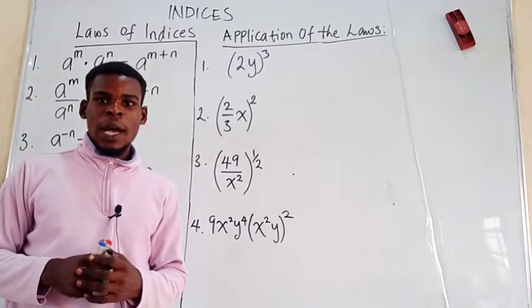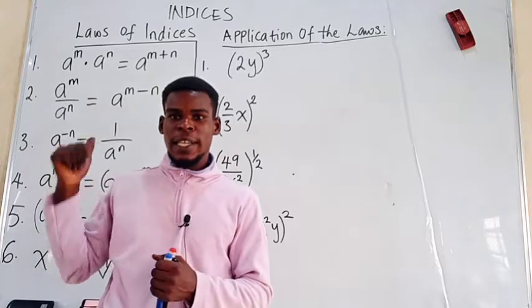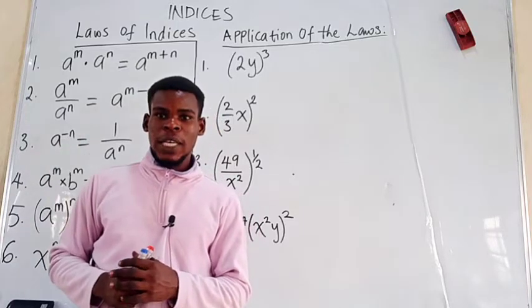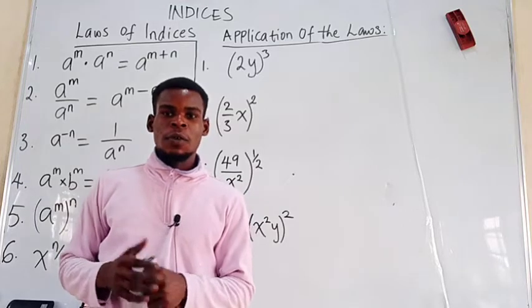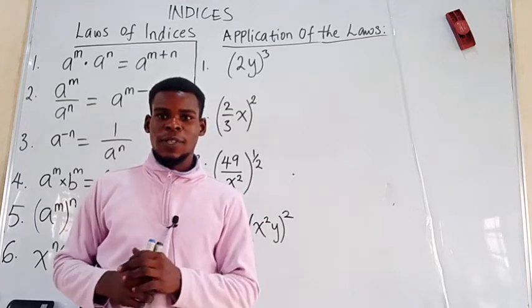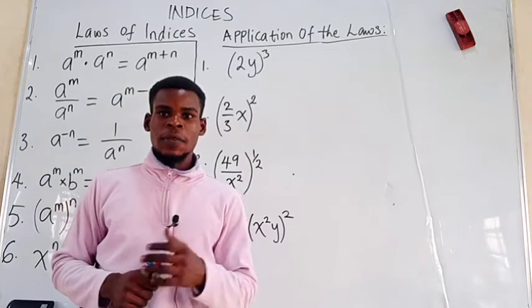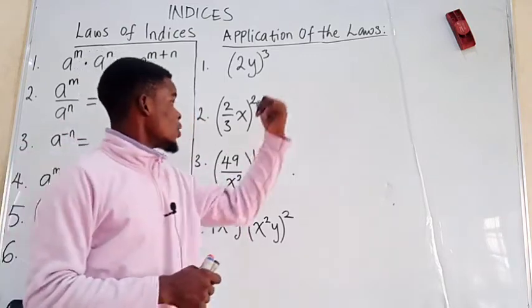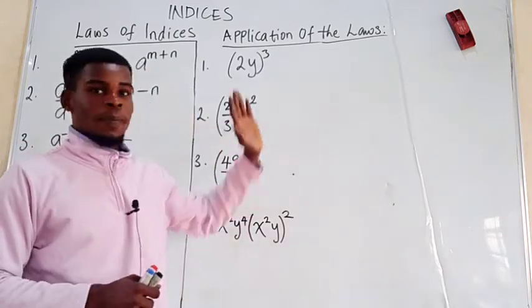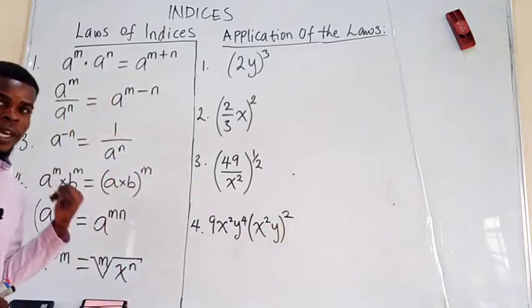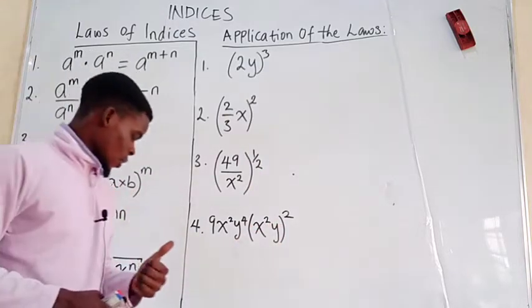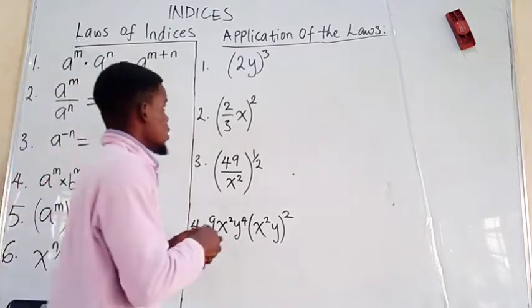Now in this video, we want to apply the laws of indices we just learned in our previous video. I discussed the 6 of them in 2 different videos, one for the first 3 and the other for the other 3. So in this video, we'll try to simplify each of these expressions using what we learned earlier. Very nice. So we start with the first example.